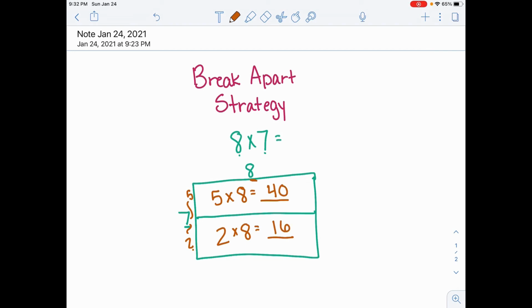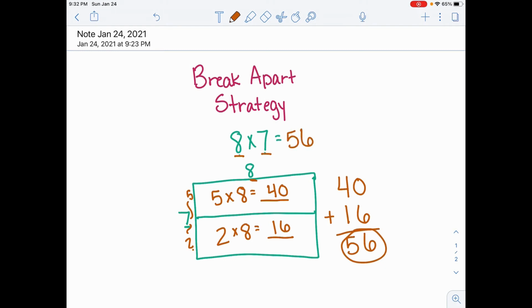Now, since I've broken apart one of my factors, I need to put it all back together again to get my total answer. So I need to add 40 plus 16. 0 plus 6 is 6. 4 plus 1 is 5. What this 56 means is 8 times 7 is 56.